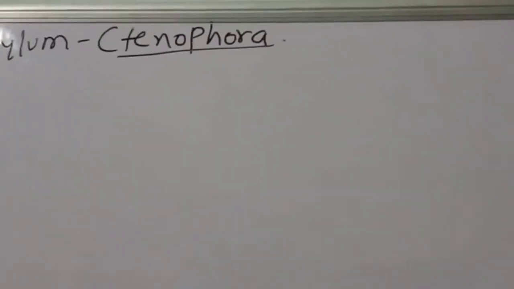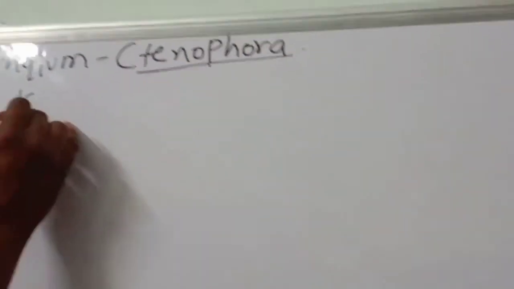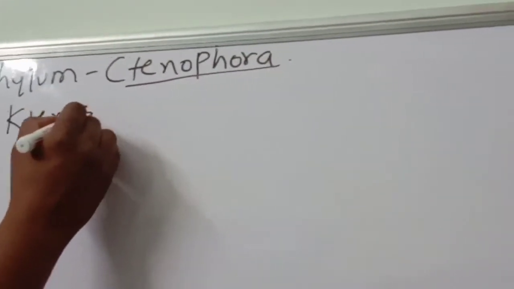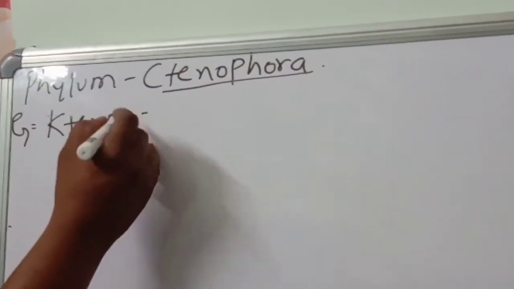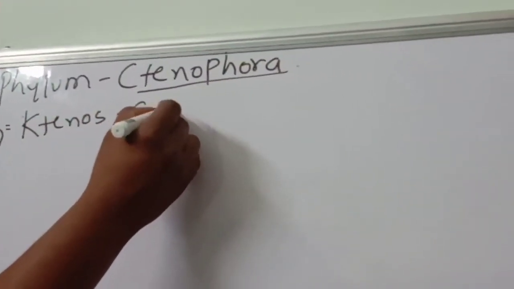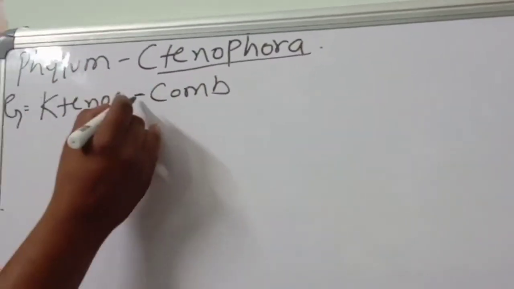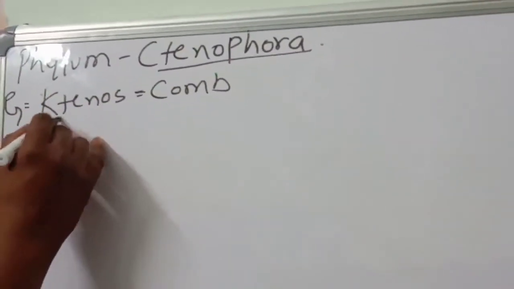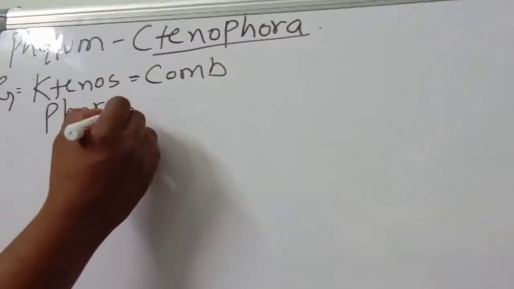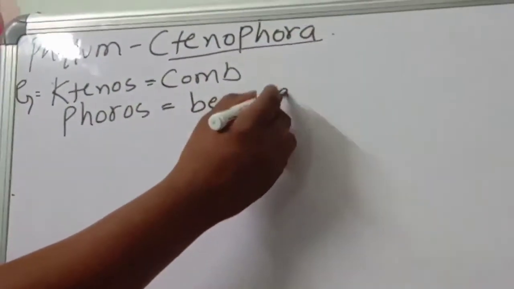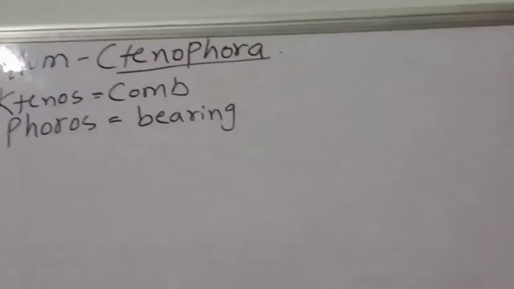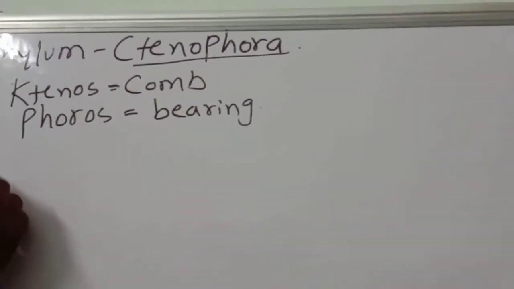The point you should remember: what is ctenos? In the Greek, ctenos means comb, and phoros means bearing. So, comb bearing. That's why they are called Ctenophora. What are the characters?